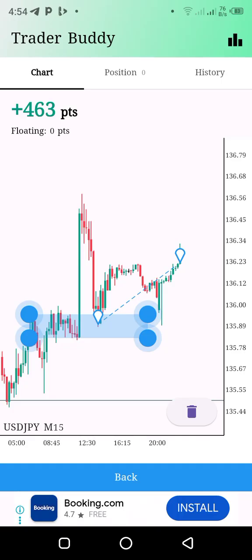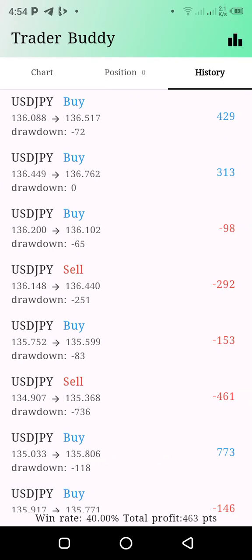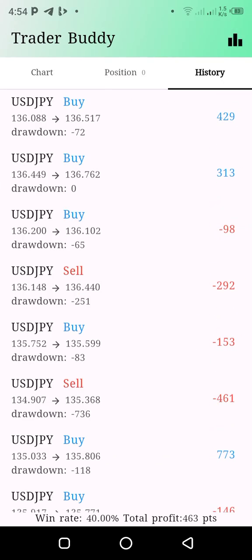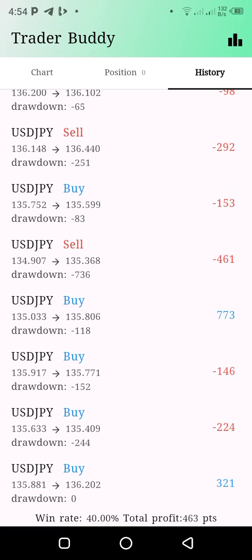Alright, so we ended the test with around 463 points. In our history, you have around a 40% win rate with this level. We have around a 40% win rate, but that's okay.